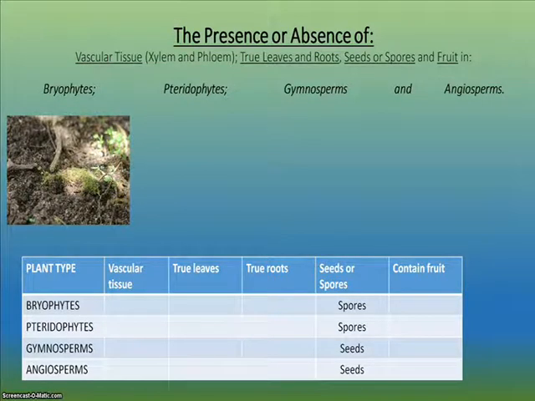Bryophytes have been grouped according to their lack of vascular tissue, and so they can be classified as non-vascular plants. They also have no true roots and leaves and contain spores for reproduction. It also does not bear any fruit.